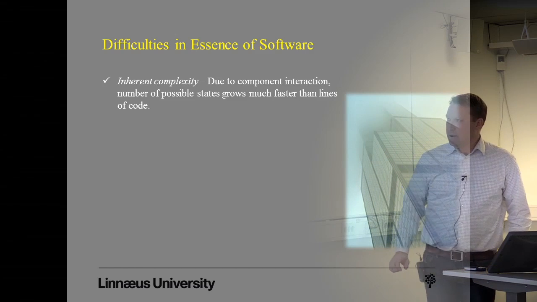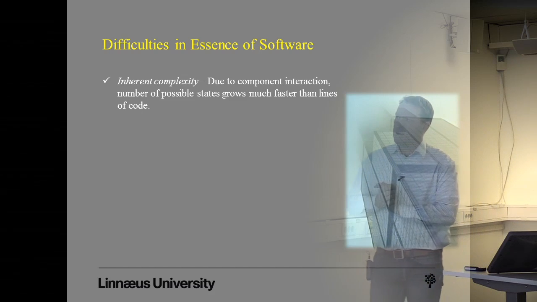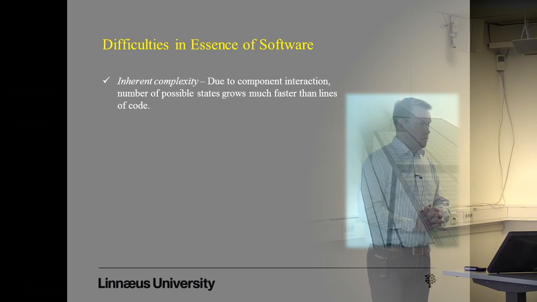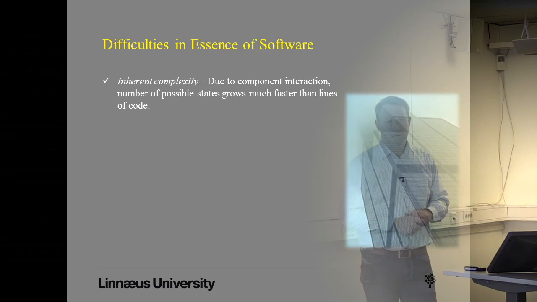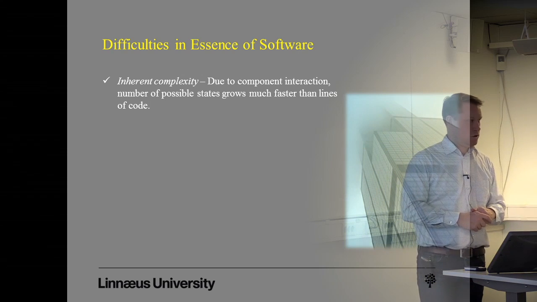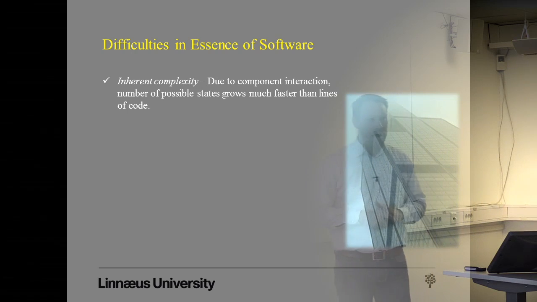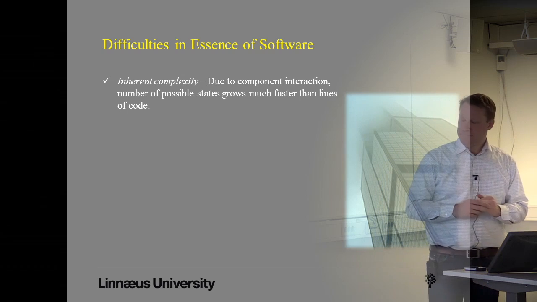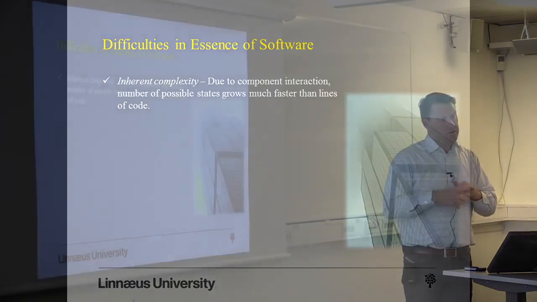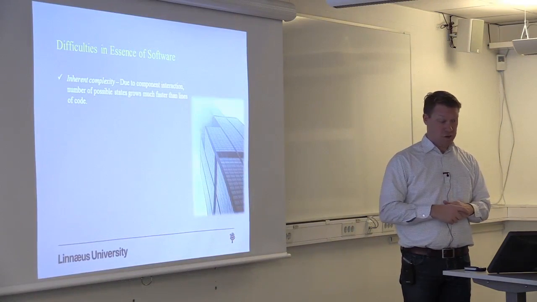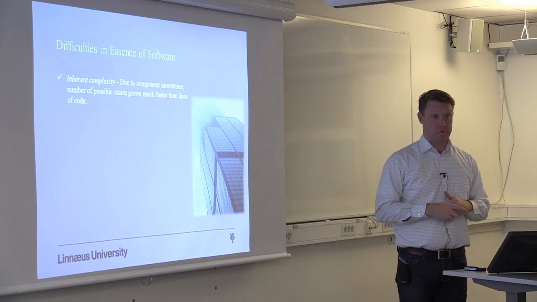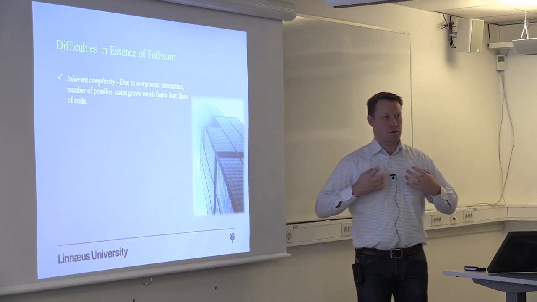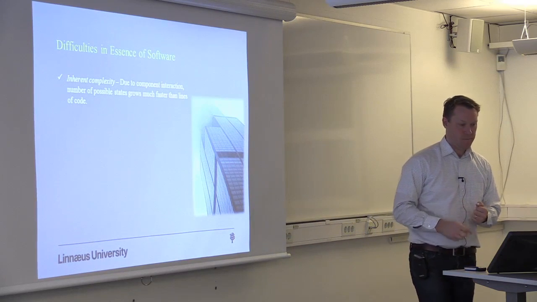So the difficulties that we meet when we deal with software is first the inherent complexity. We're not talking about the small software systems where we have lines of code in the hundreds or the low thousands. It's much more complex than that. So the component interactions will make the possible states that a system can take on grow exponentially. So adding just a single line of code may increase the complexity by an order of magnitude. So this is something that we must deal with when we develop our software.